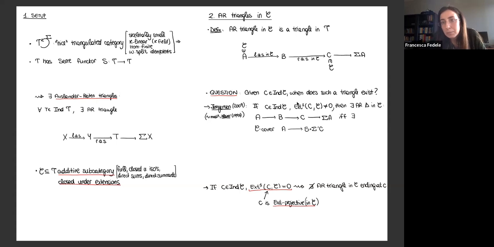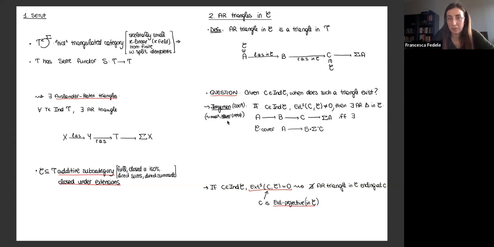And Ext groups in triangulated categories are nothing more than Hom spaces. So actually Ext^1 of C comma something else is the same as Hom of C comma sigma applied to this other object. So we're basically saying that there exists a non-zero morphism from C to sigma of something in your subcategory, so that we're guaranteed that we can build a non-split triangle, because of course, otherwise we would have a problem, because we want our Auslander-Reiten triangles not to be split.